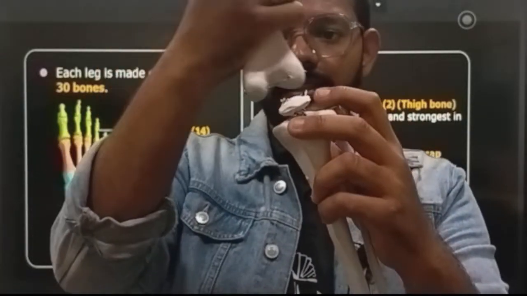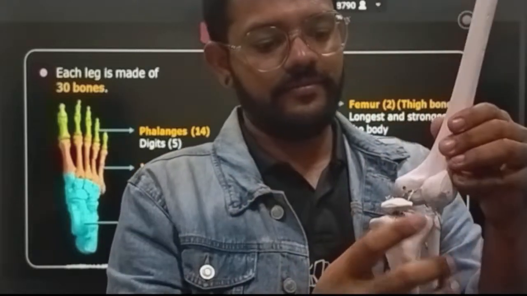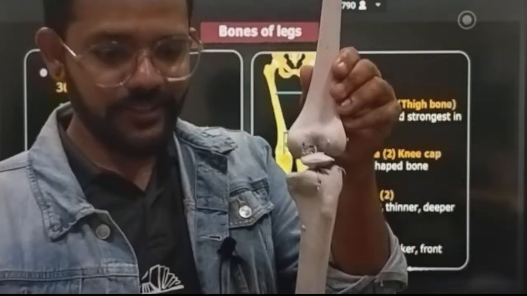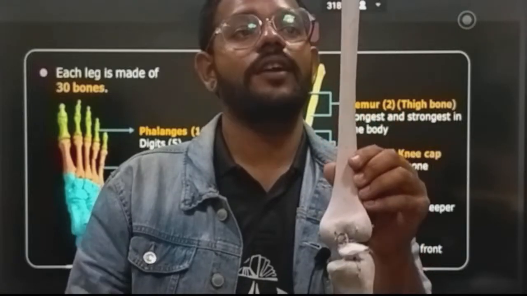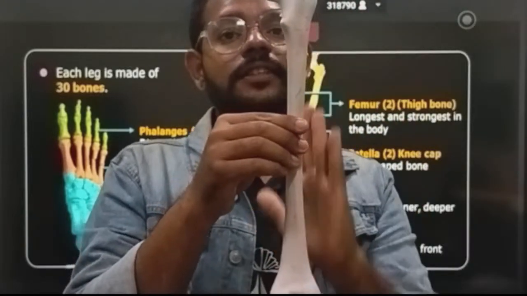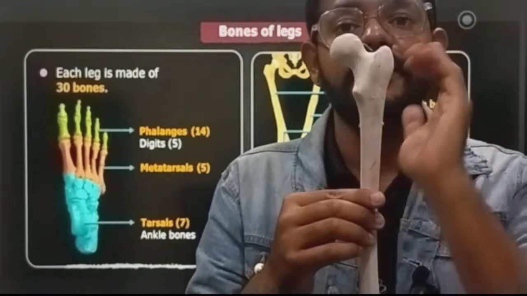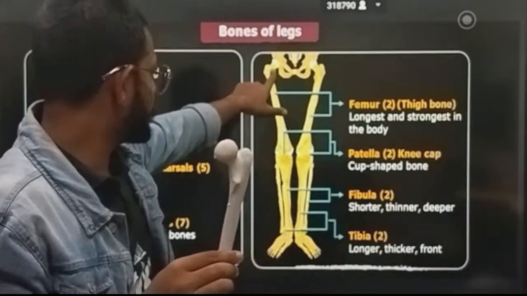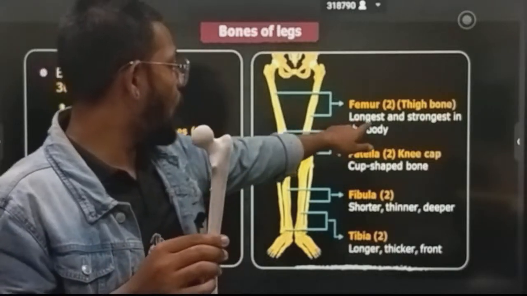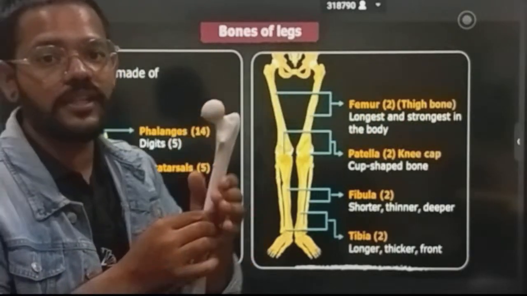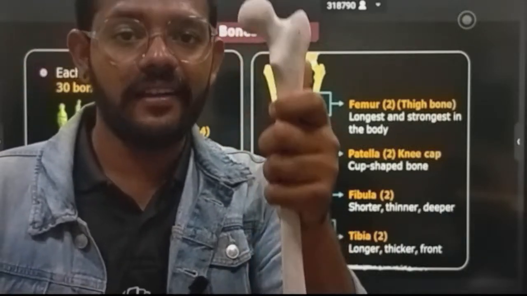It is a bit dismantled. First we have to mount it. Now this is the leg of a human, the bones of the human leg. This is the longest and the strongest bone of your body, that is the femur. See, this is the femur, two here, one here, one here. Longest and strongest bone of the body, known as the femur bone, part of the leg.